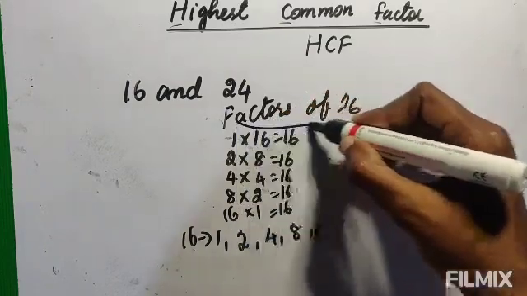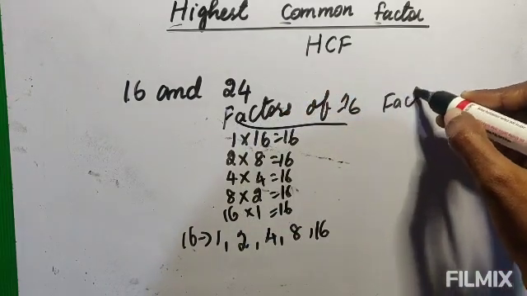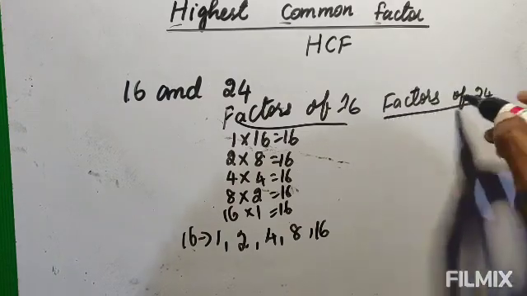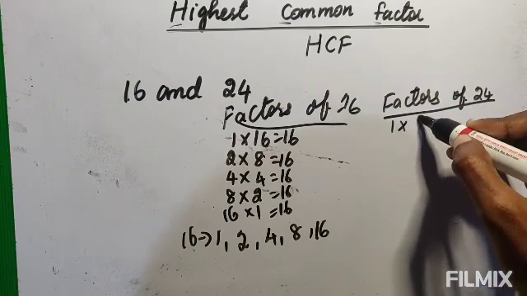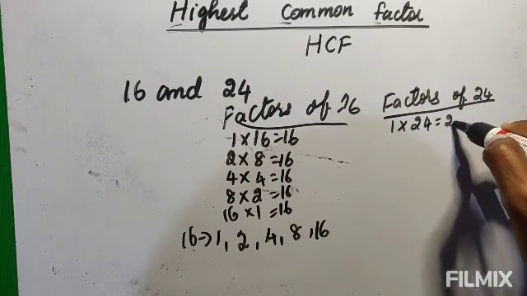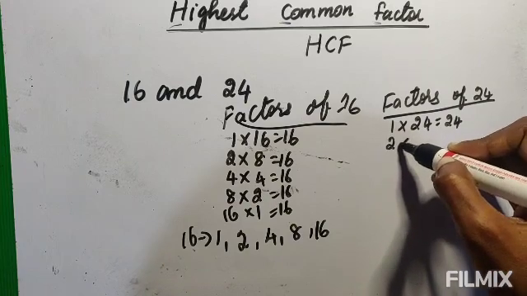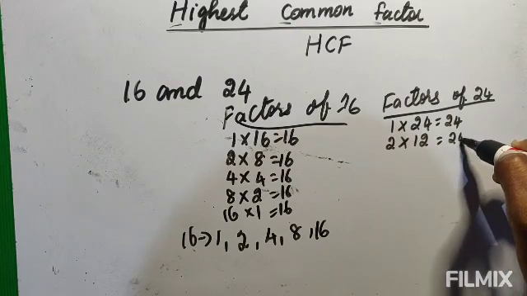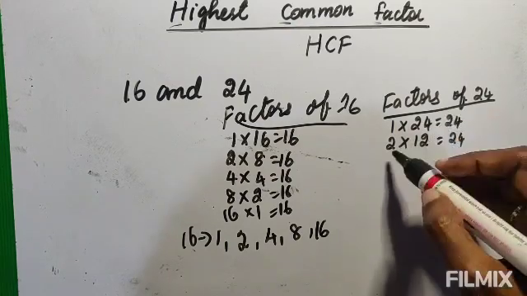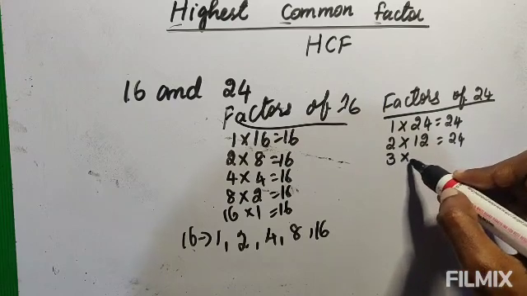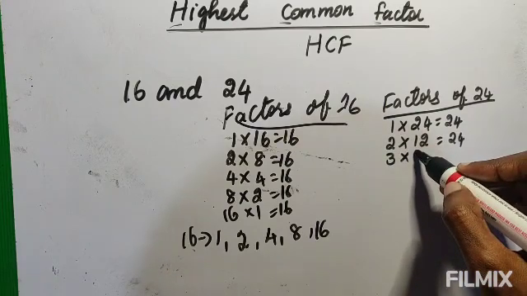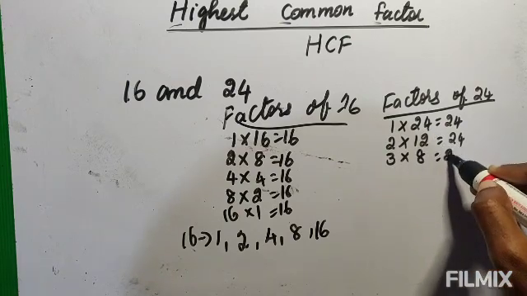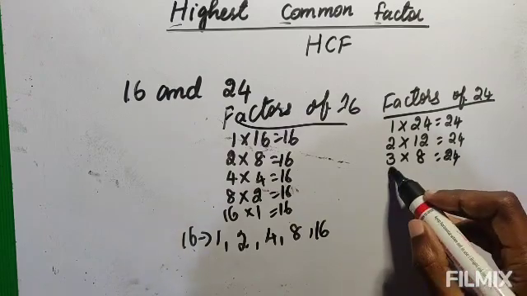Now this is factors of 16. Now we write the factors of 24. Factors of 24. For all numbers, 1 is a factor, so 1 into 24 is 24. 24 is an even number, so 2 will divide. So 2 12s are 24. Now in 24, 2 plus 4 is 6. So 6 you can divide by 3, so 3 can divide this number. So 3 8s are 24. Now 4.